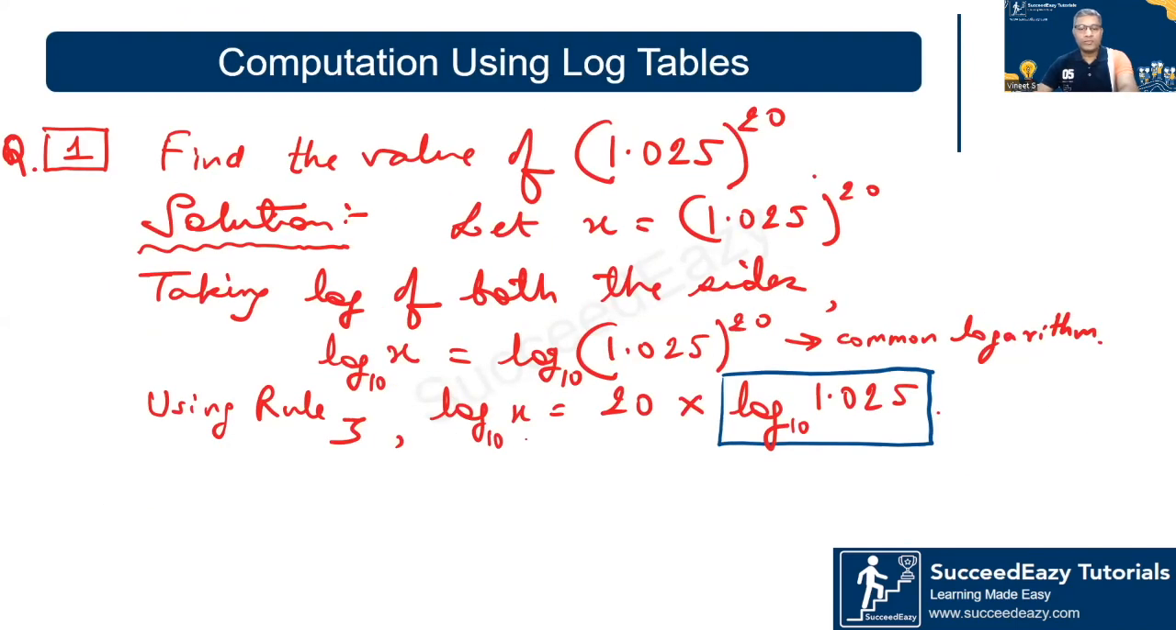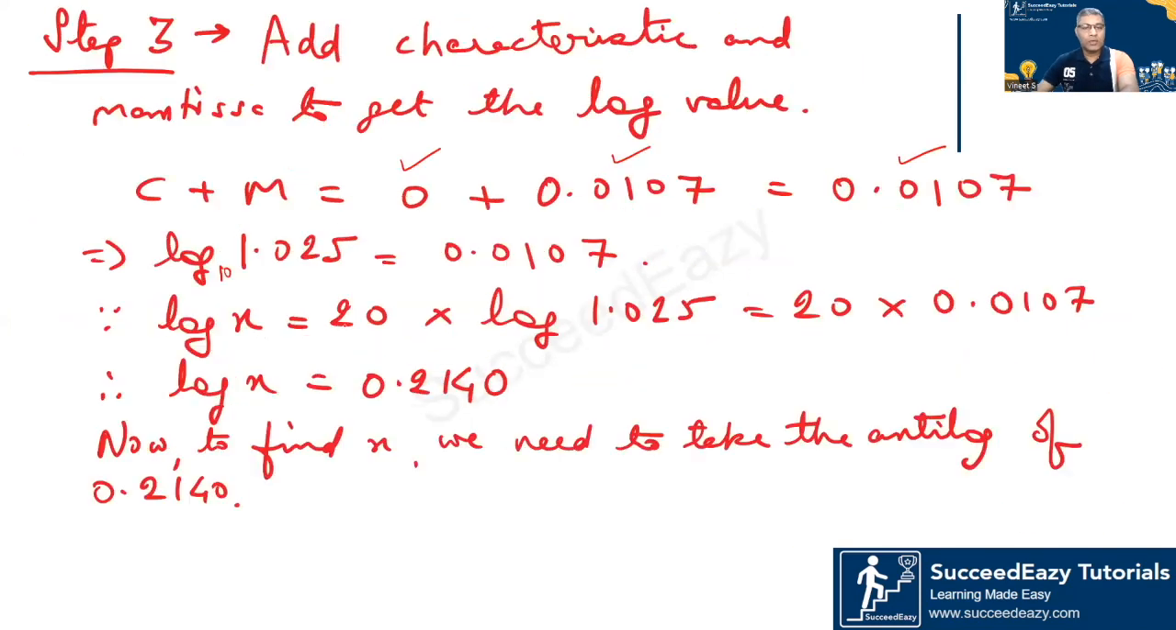Look over here. We had put log of x to the base 10 equal to 20 times log of 1.025 to the base 10. We got this value. So we now need to multiply that by 20 to get the value of log x to the base 10. That means 20 times 0.0107. So log of x to the base 10 equals 0.2140.